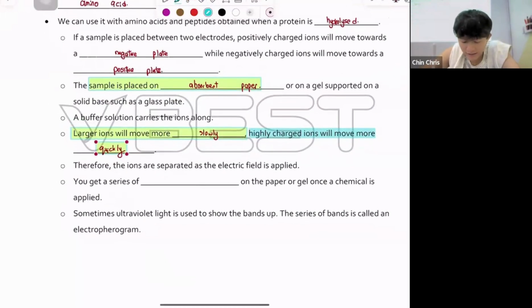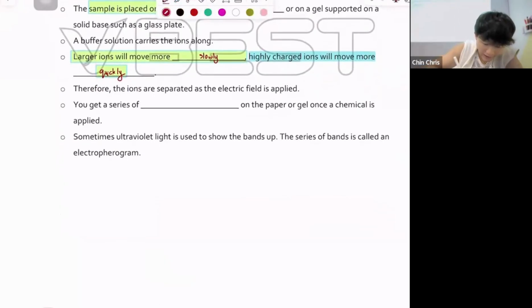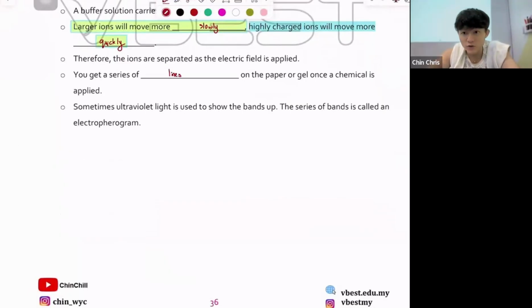Okay, next. Therefore, the ions are separated as the electric field is applied, and you get a series of lines on the paper or gel once the chemical is applied. Okay, guys, you see, this is how gel electrophoresis works.